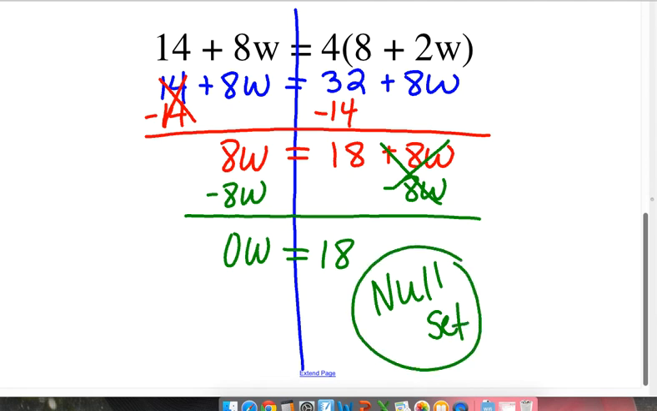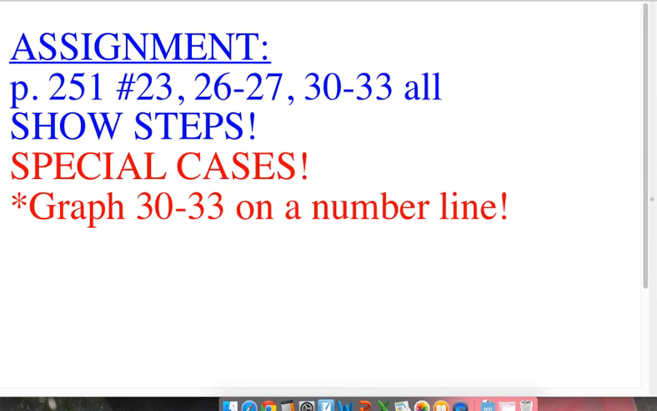So again, let me review. These are special cases, and they don't happen very often. Sometimes in equations you have no solutions, and sometimes in equations you have all real numbers as your solution. So as you can see, we're not going to be doing very many problems in class. These are going to be special cases.